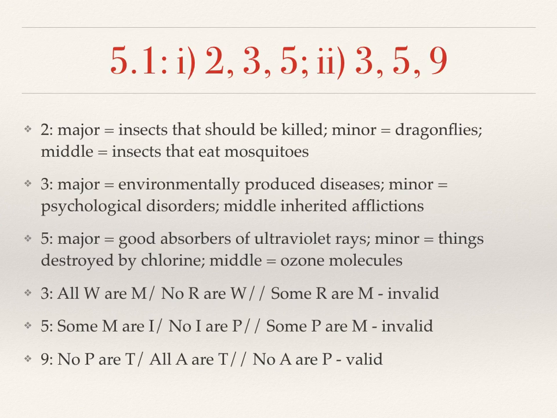Number 5, we end up, after doing what we did with number 3, some M are I, no I are P, and the conclusion some P are M, and that too is invalid. And number 9, we have no P are T, all A are T, and the conclusion no A are P, and that is valid.